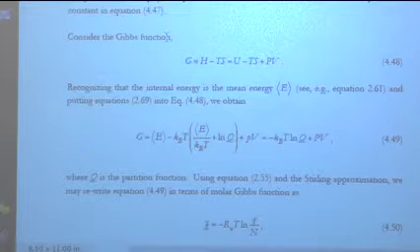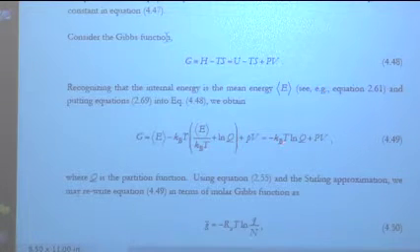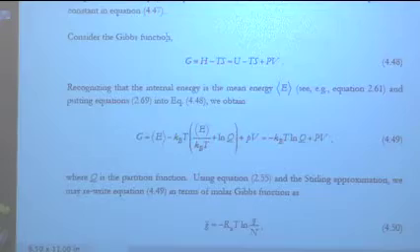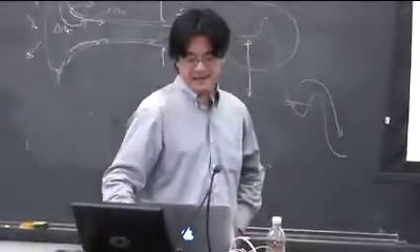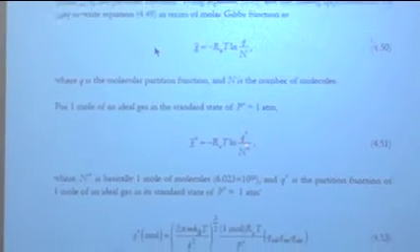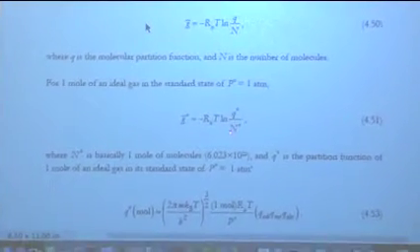You regroup this whole thing, and what you find is this is basically negative kT times log Q, where Q is the partition function. Long story short, at the end, you should find the molar Gibbs energy is directly related to the molecular partition function in this form.